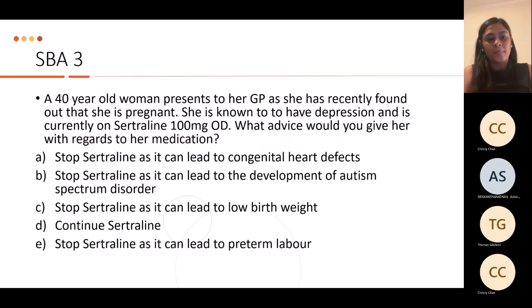Fine. So last one before we get into a little bit of teaching. So again, a 40-year-old woman presents to her GP. She's recently found out she's pregnant. She has depression and is currently on sertraline 100 milligrams once a day. What advice would you give her with regards to her medication?